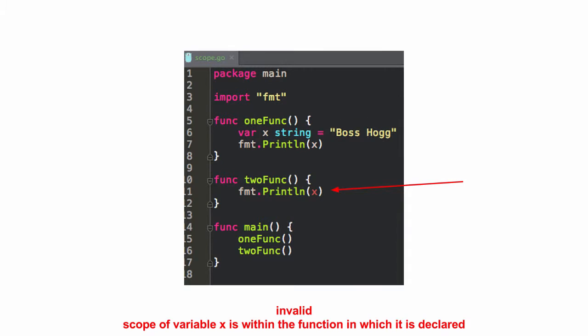And here, this obviously doesn't work because on line 6, that's where X is initialized, and the scope of that is function scope. So we can't call it on line 11 because that's a different function. It's outside the scope of X.